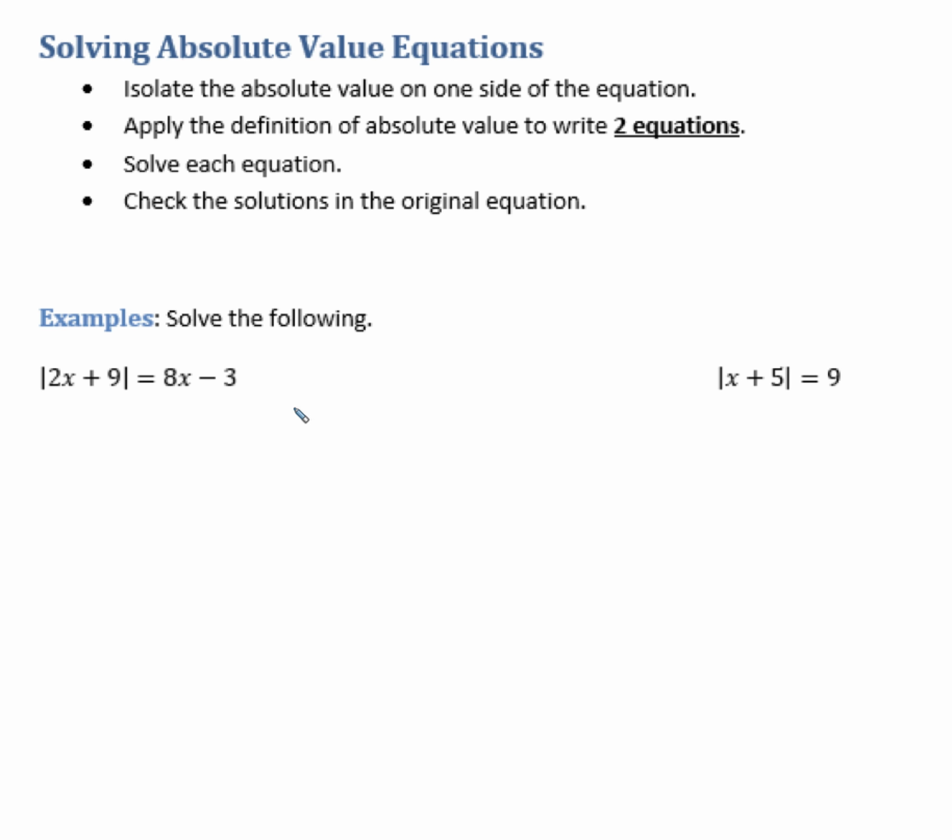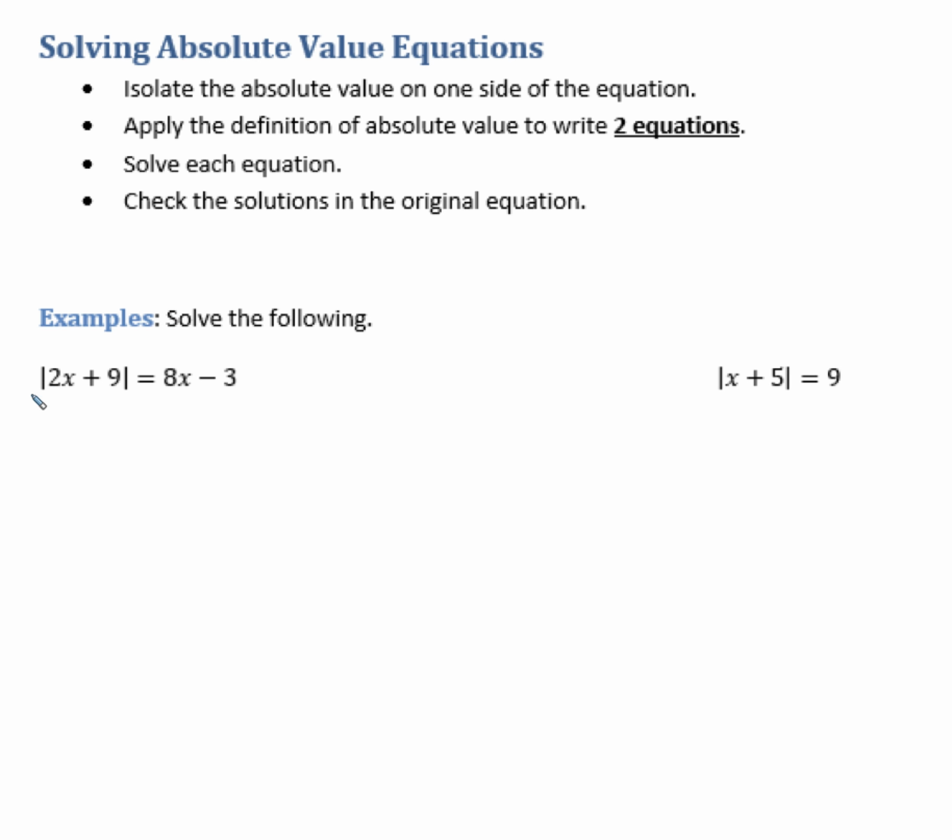All right, so we're going to go ahead and solve some absolute value equations here. We're going to isolate the absolute value on one side of the equation if necessary. A lot of times it's already isolated. That means get it by itself, just the absolute value. Apply the definition of absolute value to write two equations. So we're going to use the definition because we're not going to know if it's positive or negative, so we have to write both. Solve each equation, and then we have to check our solutions.